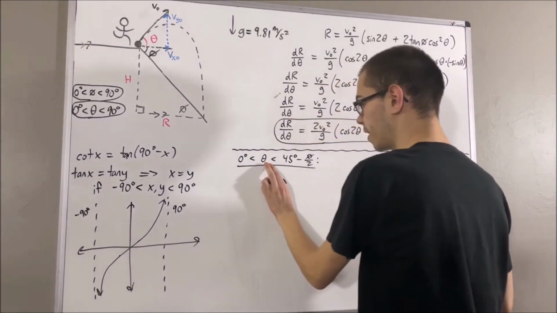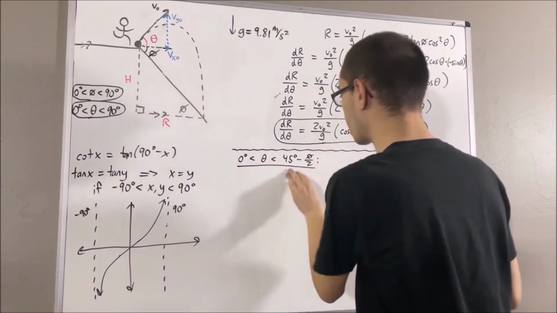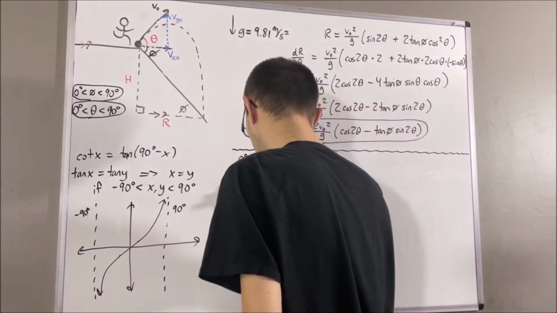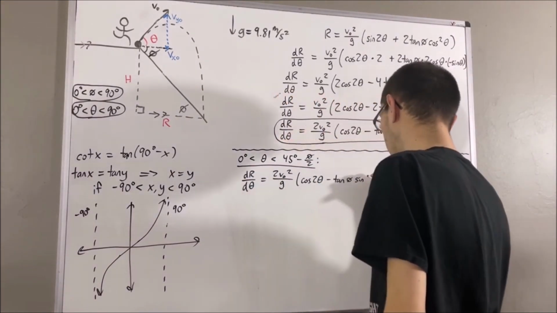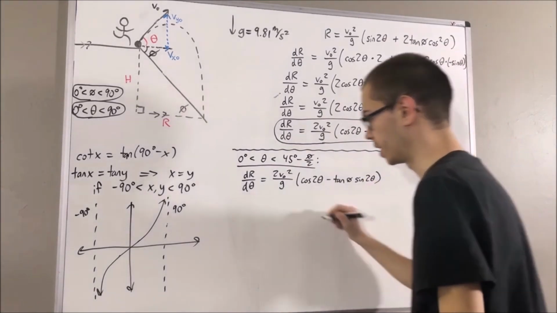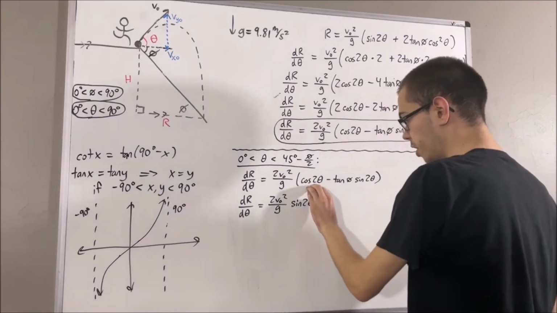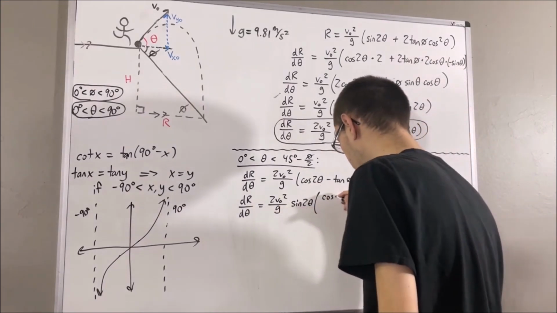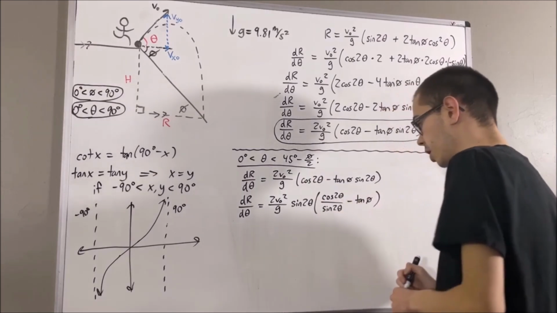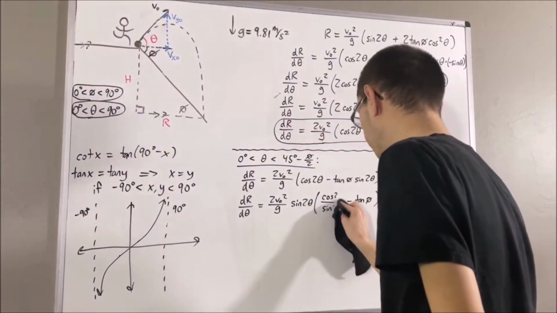We'll start with the case that theta is between 0 degrees and 45 degrees minus phi over 2. In this case, we want to show that the derivative is positive. So let's just write out the derivative again. And what we're going to do is factor out sine of 2 theta from this parentheses. If we do that, the first term is going to be cosine of 2 theta over sine of 2 theta. The second term is going to be minus tangent of phi. And actually, cosine over sine is just cotangent. So this is just cotangent of 2 theta.